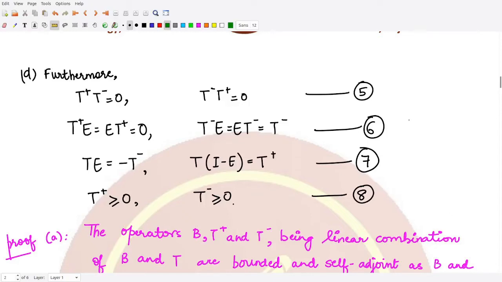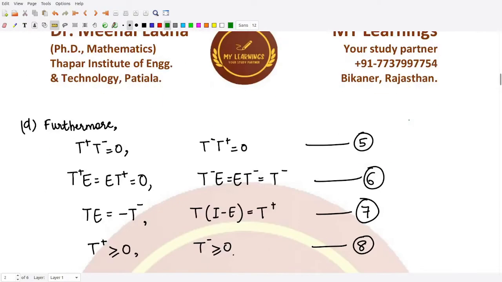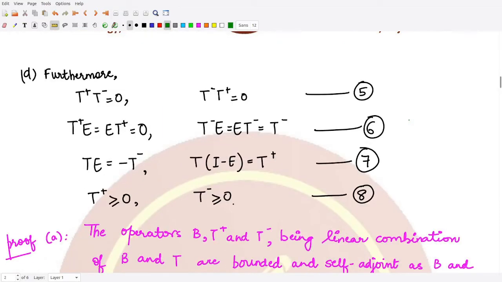Let's move on to prove part D of this given theorem, in which we were discussing operators related to the operator T. Here we wanted to prove these four properties, which will further be used to prove the spectral properties for the operator T. So we want to prove equations 5, 6, 7 and 8. Let's prove them one by one.